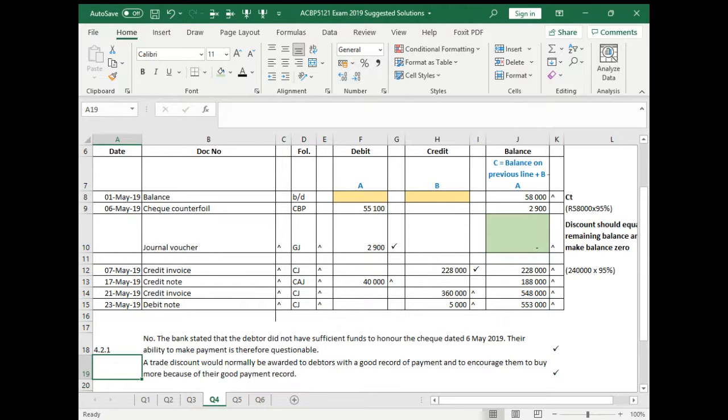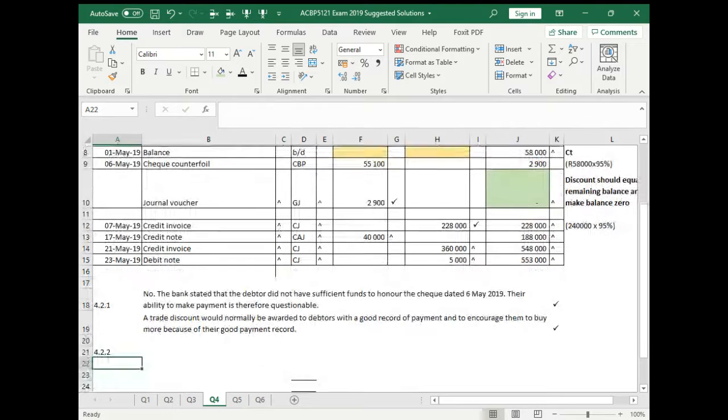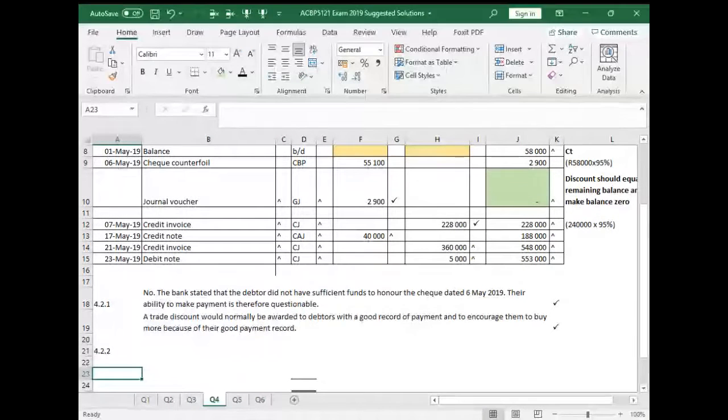So that is what you should have seen, or what you should have answered for that question. Now in question 4.2.2, they tell you if on 31st of May, Grosdane was informed that Timber Builders were insolvent, how much money would Grosdane have written off as irrecoverable? So now they tell you at the end of the month they are insolvent. So how much money do we need to write off?